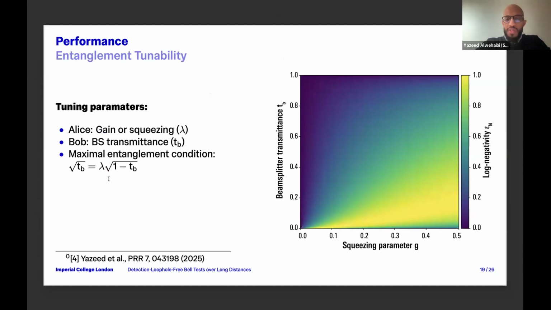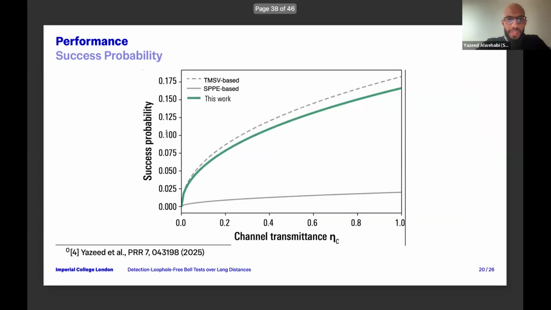Okay, so this is just to show the entanglement tunability of the shared state. As I mentioned before, you could achieve a maximally entangled state if you satisfy this criterion, or you could tune it to other amplitudes given the losses that you have in your channels, because each loss has a specific weight for the amplitude to achieve the maximum violation. This is just to show the success rate probability for our protocol compared to the other protocols.